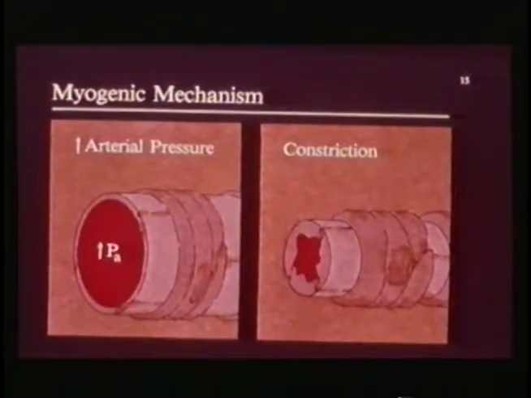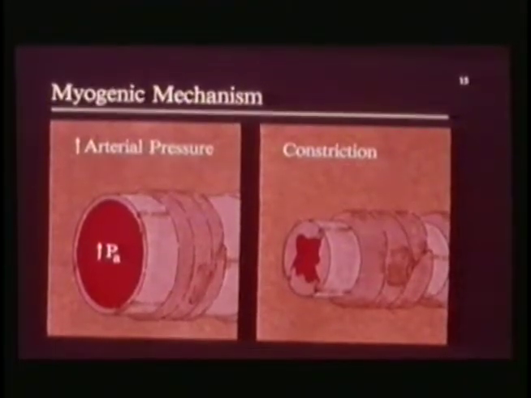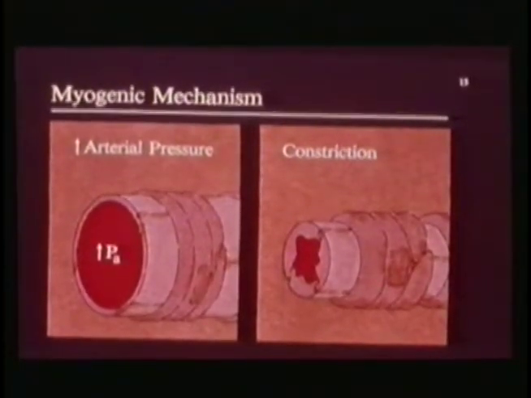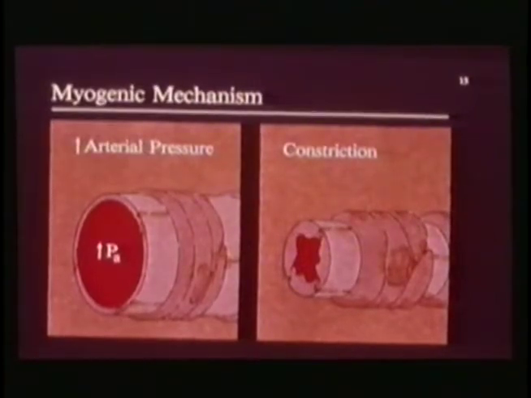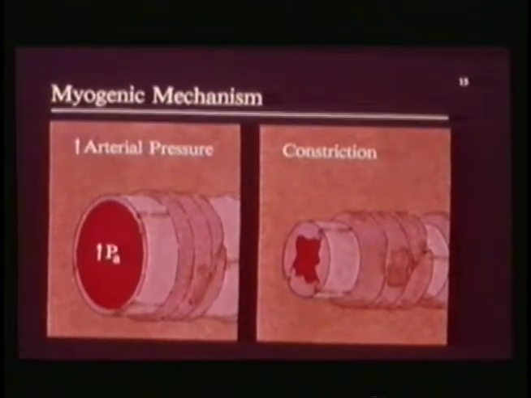15. Myogenic mechanisms can be seen following a change in arterial pressure. When the pressure rises, for example, the arterioles constrict. This constriction helps to keep flow through the capillaries constant in the face of increased pressure upstream.